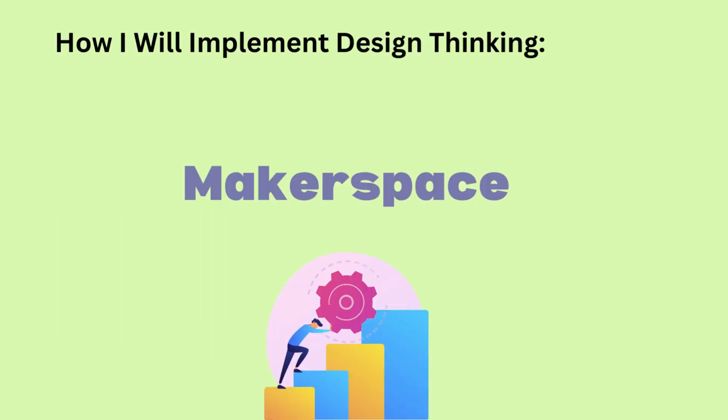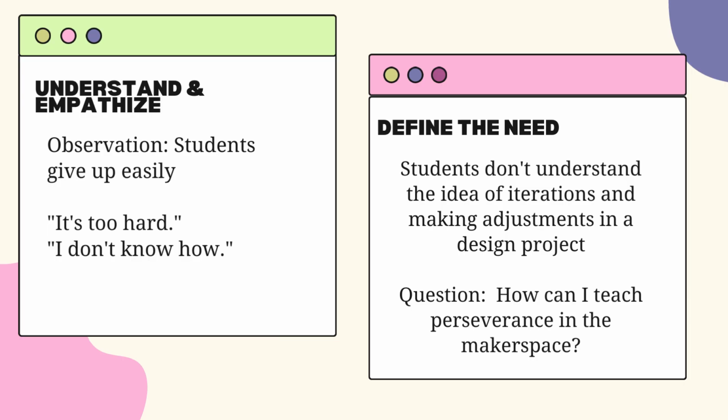How will I implement design thinking? I think I have been doing this without knowing that it had a name. The second semester of school, I opened up a makerspace in my library and I began to notice things very quickly. Students gave up easily. It's too hard. I don't know how. I want to switch stations. Those were some things I heard. And so, what I began to realize is that they didn't understand the idea of iteration, just as the students in the Bowler article, and they didn't understand that they could make adjustments in a design project and that failure is part of the process.